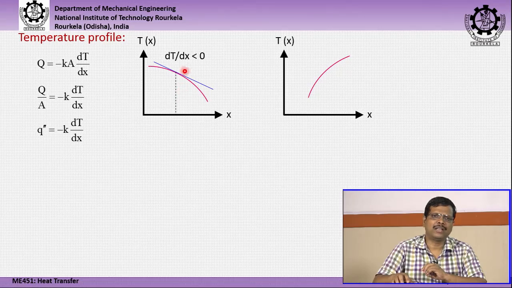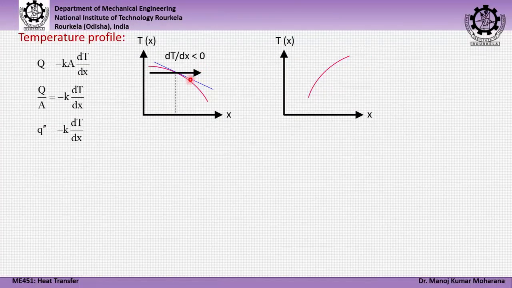Here you will find that dT by dx is less than or equal to 0, that means in this case it will be a negative value. Because of this, the heat flux or the heat flow along the positive x direction will be a positive quantity. So, this will be the direction of heat flow, and the conduction heat flux will be a positive quantity. So, you will have a plus q double prime.